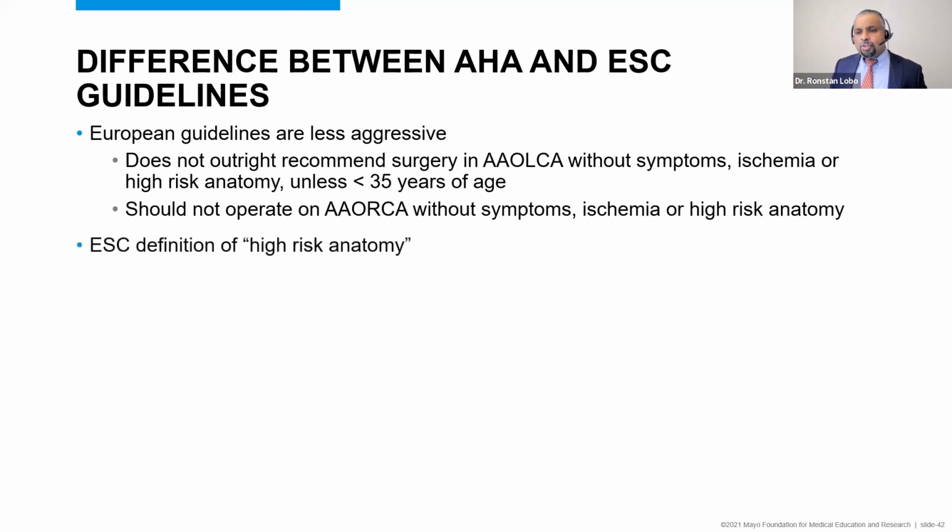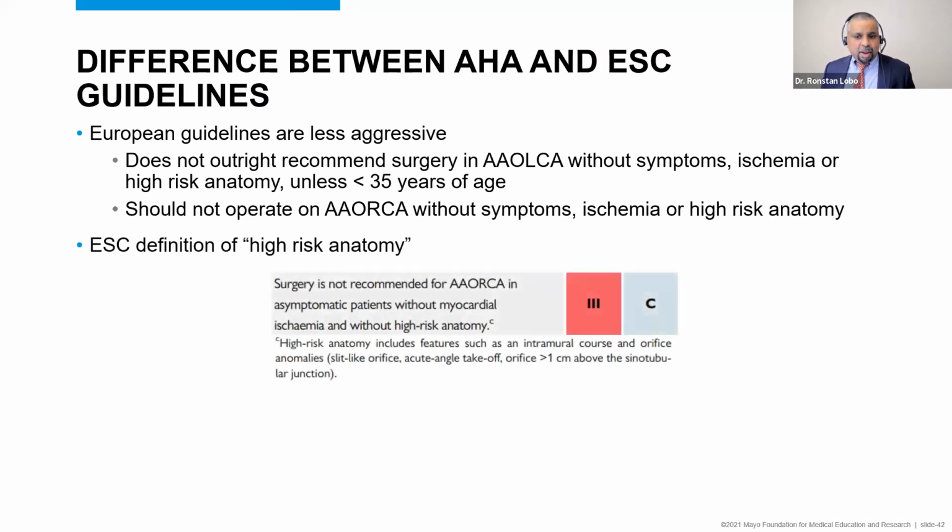It is interesting to note, though, what the ESC defines as high-risk anatomy. So here's the recommendation for AAO-RCA without symptoms, ischemia, or high-risk anatomy that I pulled from the guidelines. You can see that they define high-risk anatomy as intramural course, slit-like orifice, acute angle takeoff, and orifice above 1 centimeter, like we previously discussed.